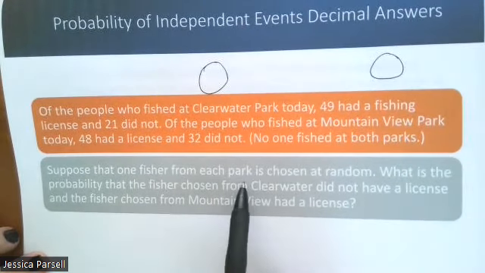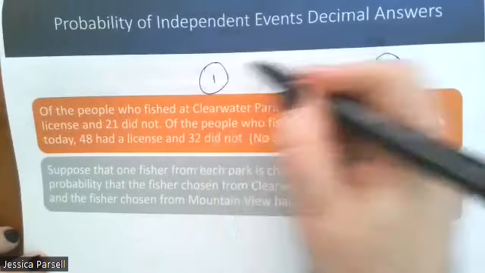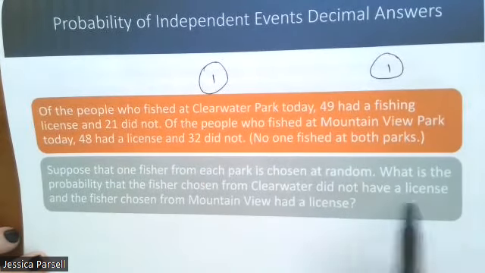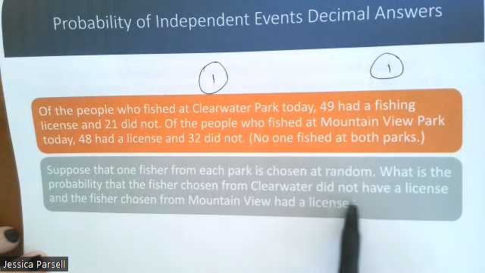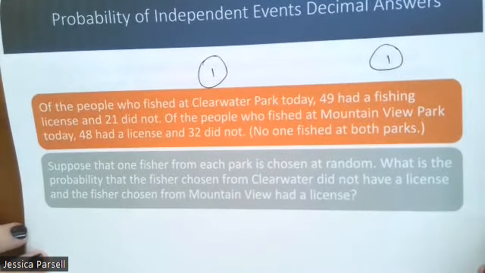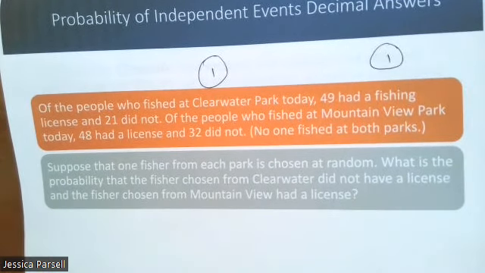Suppose that one fisher from each park is chosen at random. So one fisher here and one fisher there. What is the probability that the fisher chosen from Clearwater did not have a license and the fisher chosen from Mountain View did have a license? Well, first we need to decide if these are independent or dependent. They're telling us they're independent.